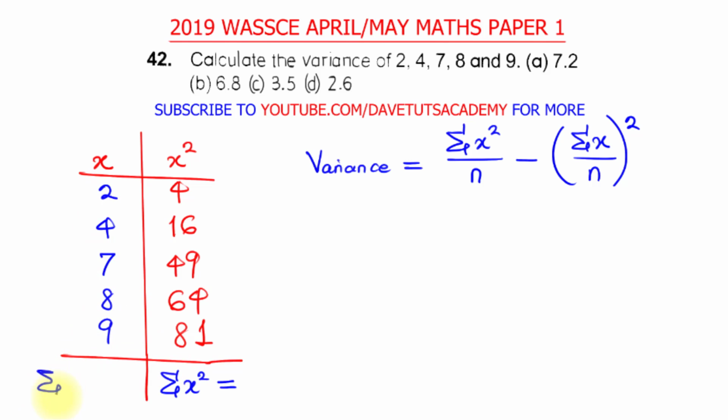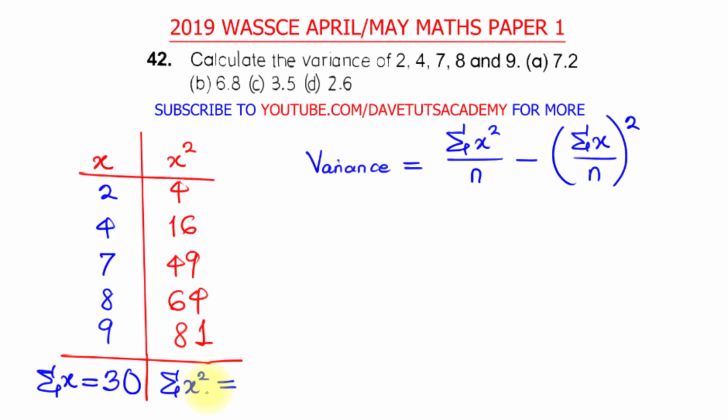and here we are going to get the sum of the data entries, that's summation x. So we have to look at our data entries. 2 plus 4 is 6. 6 plus 7, that is 13. 13 plus 8, that is 21. 21 plus 9, that is 30. So the sum of the data entries, summation x, is 30.